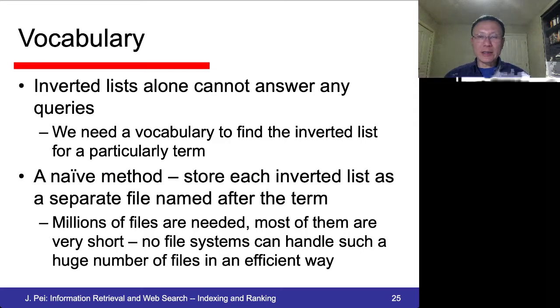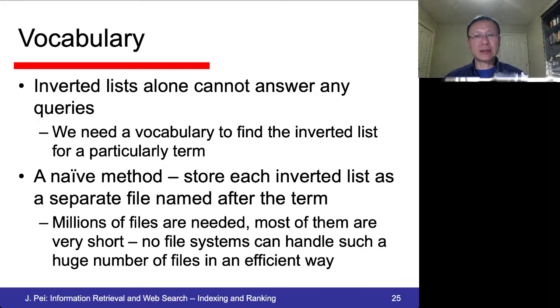So far, we discussed how to build a posting list. However, the posting list by itself may not be able to answer any query. Indeed, we need another part of the inverted index, which is the vocabulary, meaning the inverted lists themselves cannot answer queries. We need the vocabulary so that we can find the inverted list for a particular term.